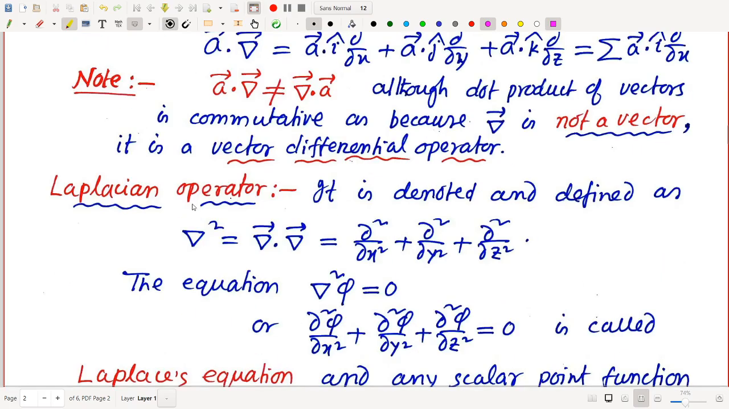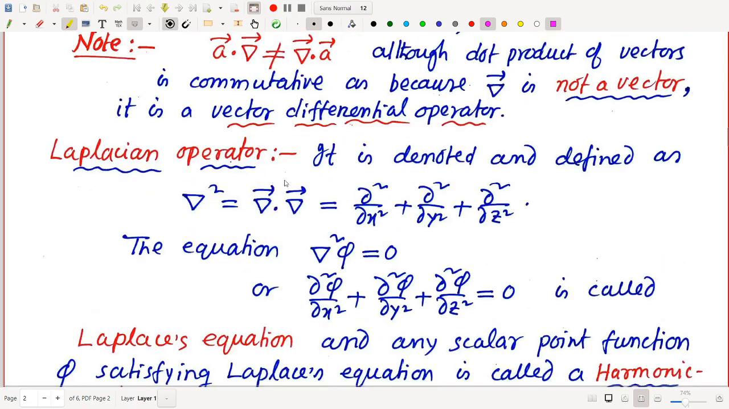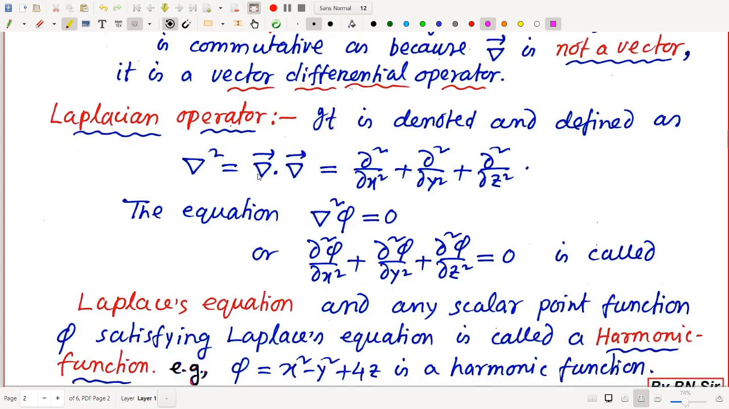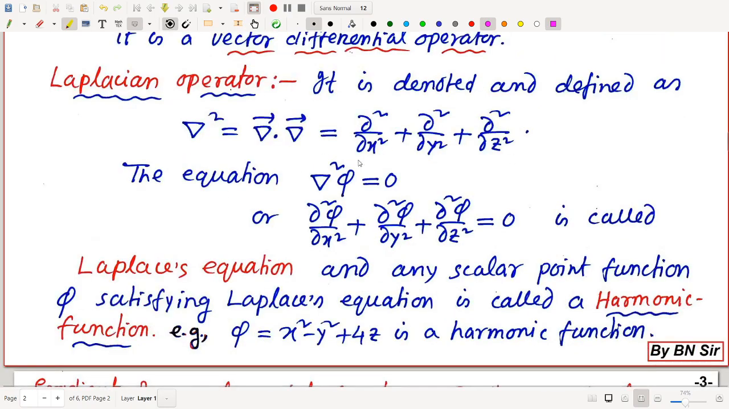Okay. Then the Laplacian operator. What is the Laplacian operator? It is denoted and defined by del square, that is del dot del, which becomes a scalar operator. So it is del square by del x square plus del square by del y square plus del square by del z square. This is the definition of the Laplacian operator in 3 dimensions, of course.